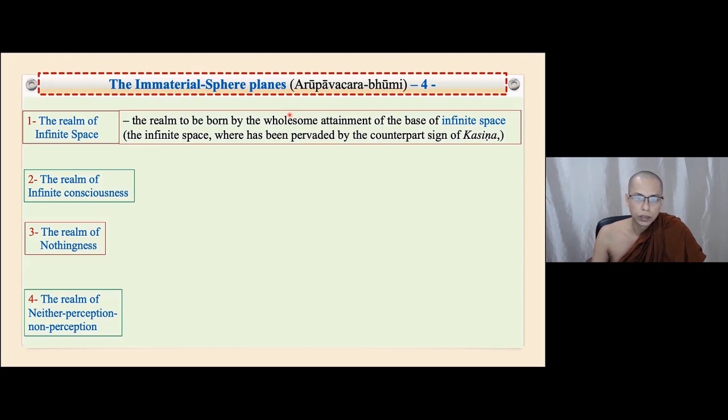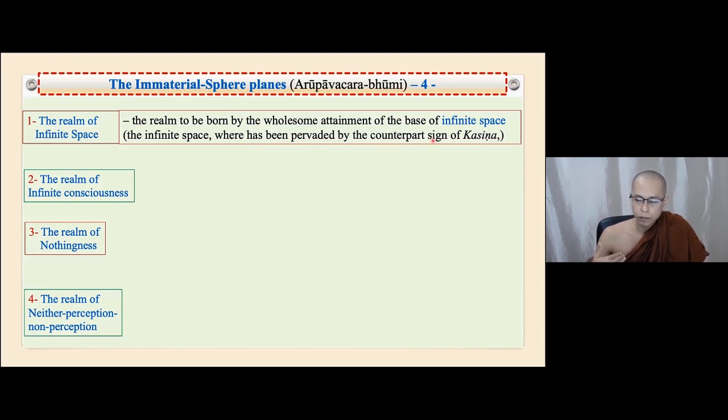So due to the wholesome attainment, the beings are reborn in the realm of existence. That is why the realm of existence is given the similar name of the wholesome attainment. All the immaterial planes are given names in this way. So here, the infinite space refers to not just the ordinary space, akasa. Here, it is what has been pervaded by the counterpart sign of the kasina.